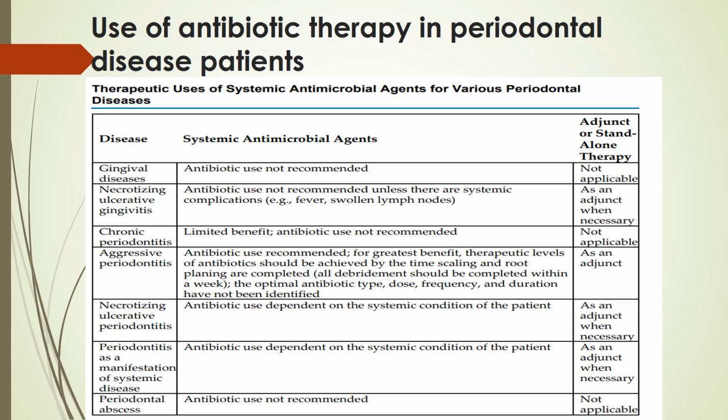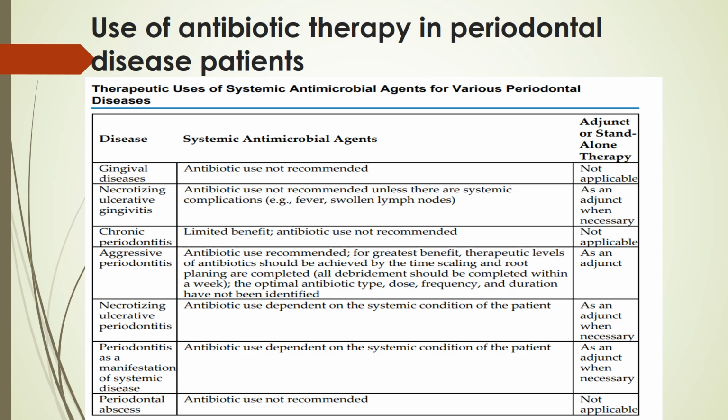Next, coming to necrotizing ulcerative gingivitis, antibiotic use is not recommended unless there are any systemic complications. If there are any systemic complications, then it is recommended. Then coming to chronic periodontitis, there is limited benefit, that is, antibiotic use is not recommended.